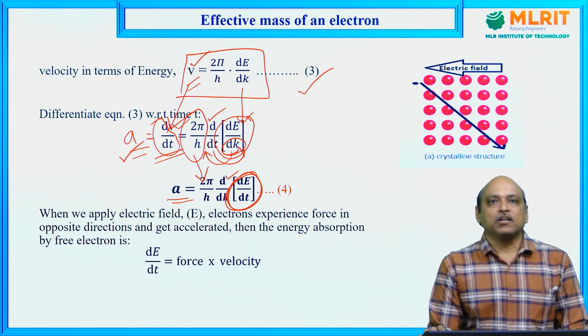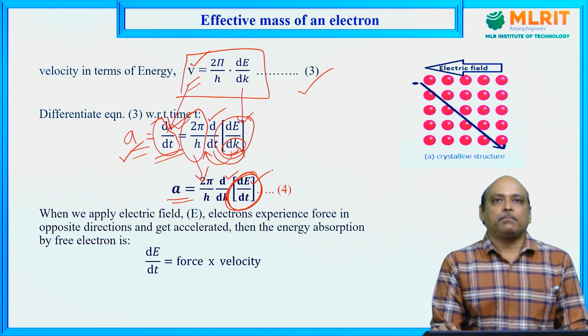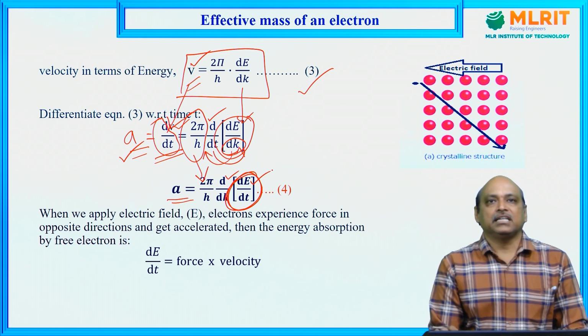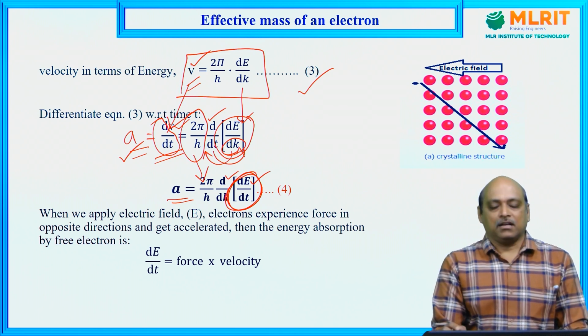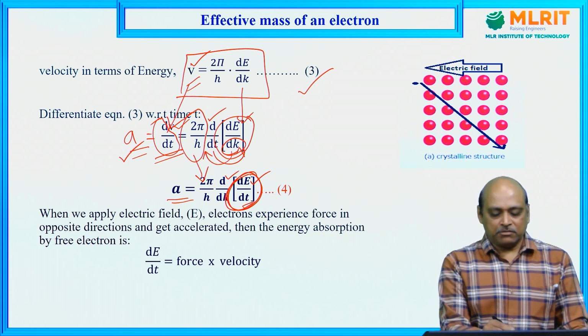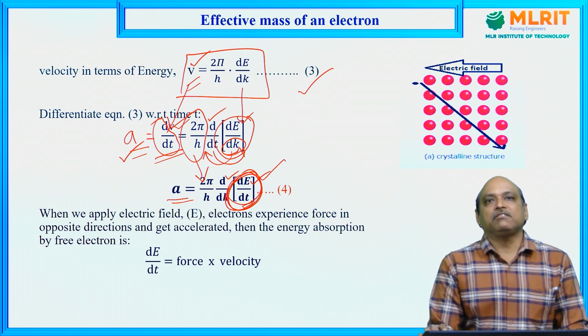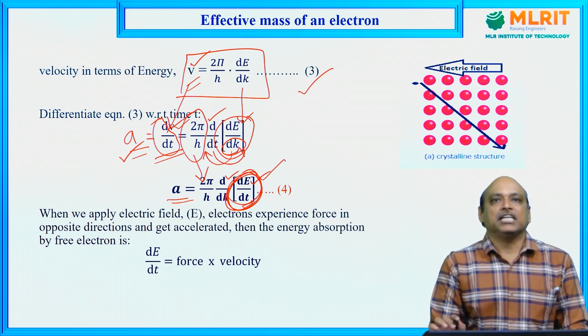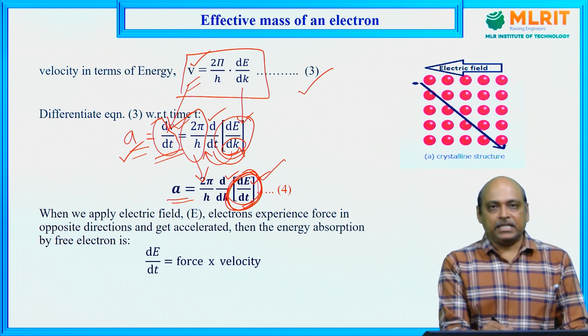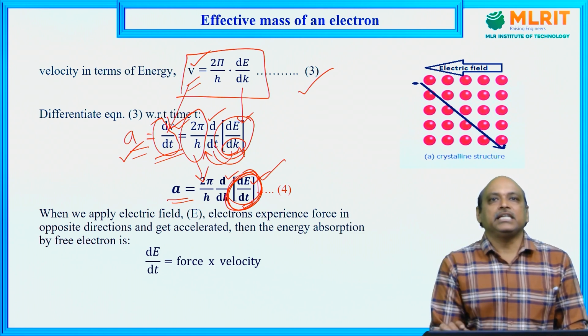dE by dt, the meaning of dE by dt is what? The change of energy. When you apply an electric field or any external field, the change of energy of that moving electron with respect to time. If I know this value, by substituting it in this equation, we are going to get the final expression m star. Let us see how we are going to get dE by dt. Our task now is to know the dE by dt value.